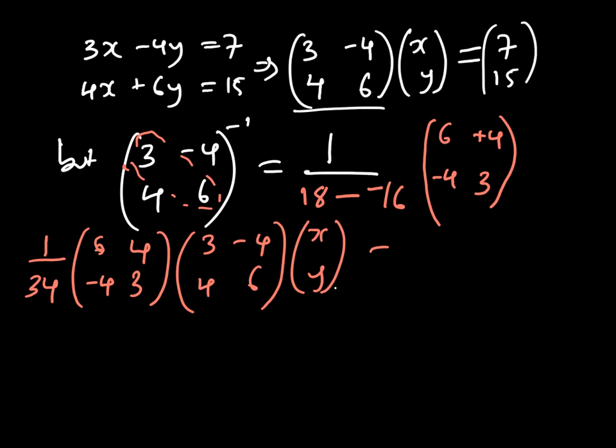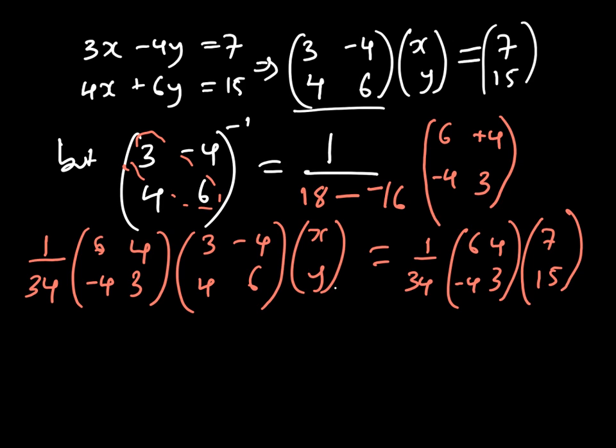This gives us 1 over 34 into the matrix 6, 4, negative 4, 3, times 7, 15. I'm assuring you this side will always produce an identity matrix, as long as you have computed the inverse well. We shall always get the identity matrix. So 6 times 3, let me write this 6 clearly so you can understand what I have here is a 6.